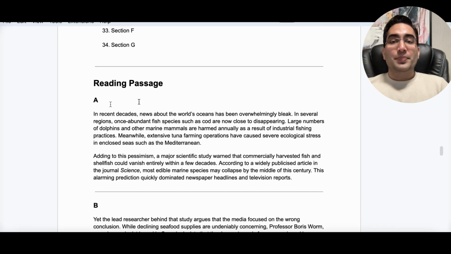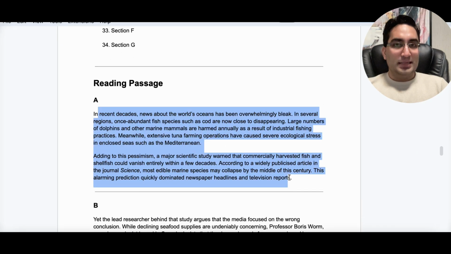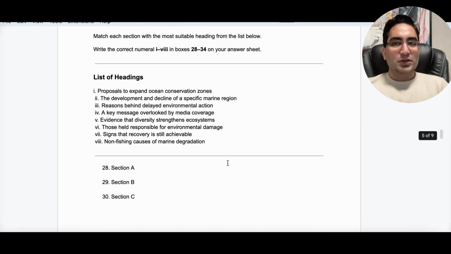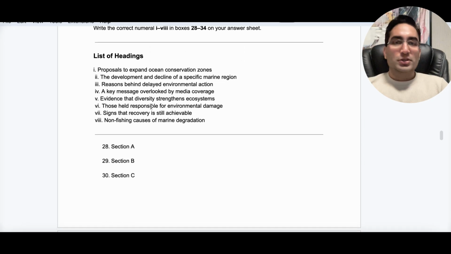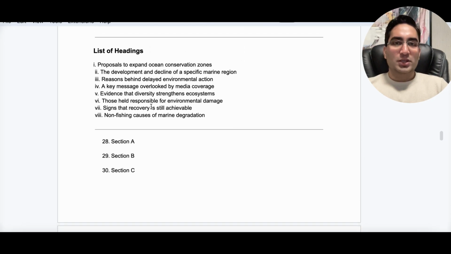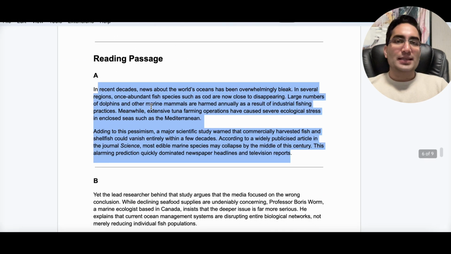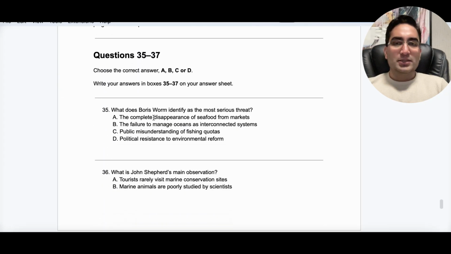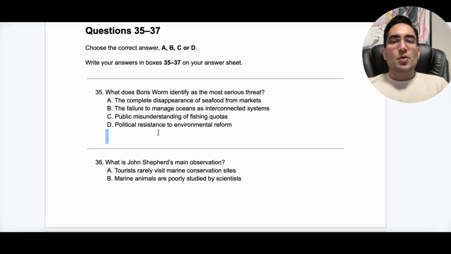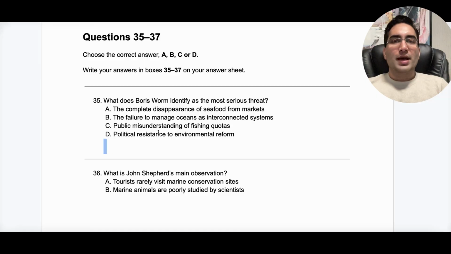But also remember that you're trying to get the main idea, because this is a list of headings. It's very different from the matching questions. Matching questions, one thing, one sentence matches, you put the answer. List of headings has to be the overall idea. So once you're done with these questions in this passage, in the sample reading we're looking at, we then get questions 35 to 37, multiple choice questions.